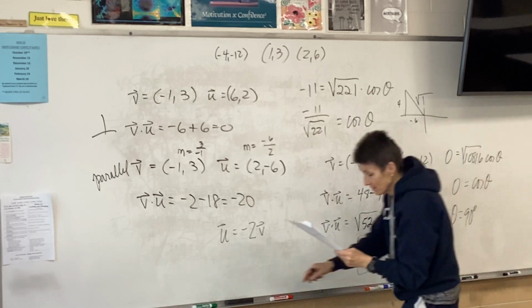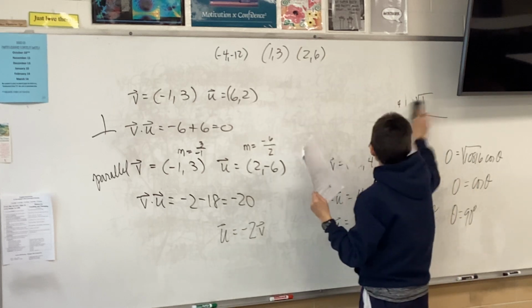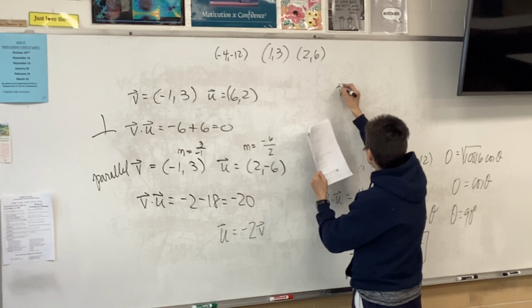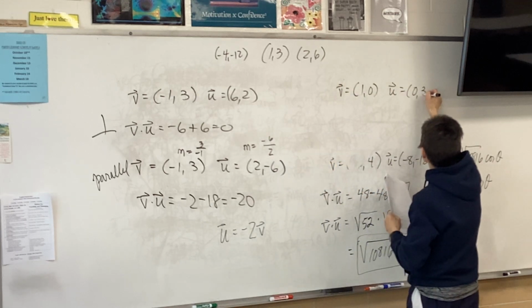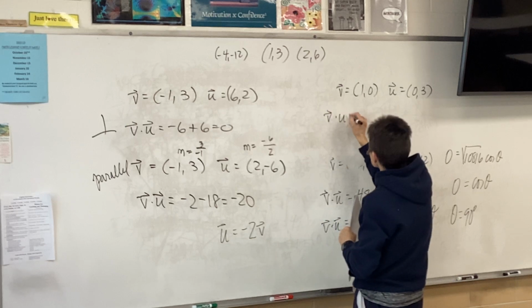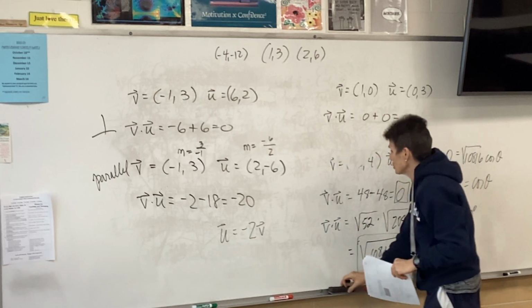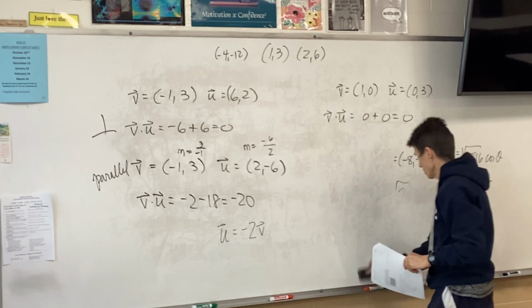All right, what about C, moving around here. C. My vectors are 1, 0 and 0, 3. Let's do the dot product first. So it's going to be 0. Okay, what's our relationship? Those 2 vectors are orthogonal.